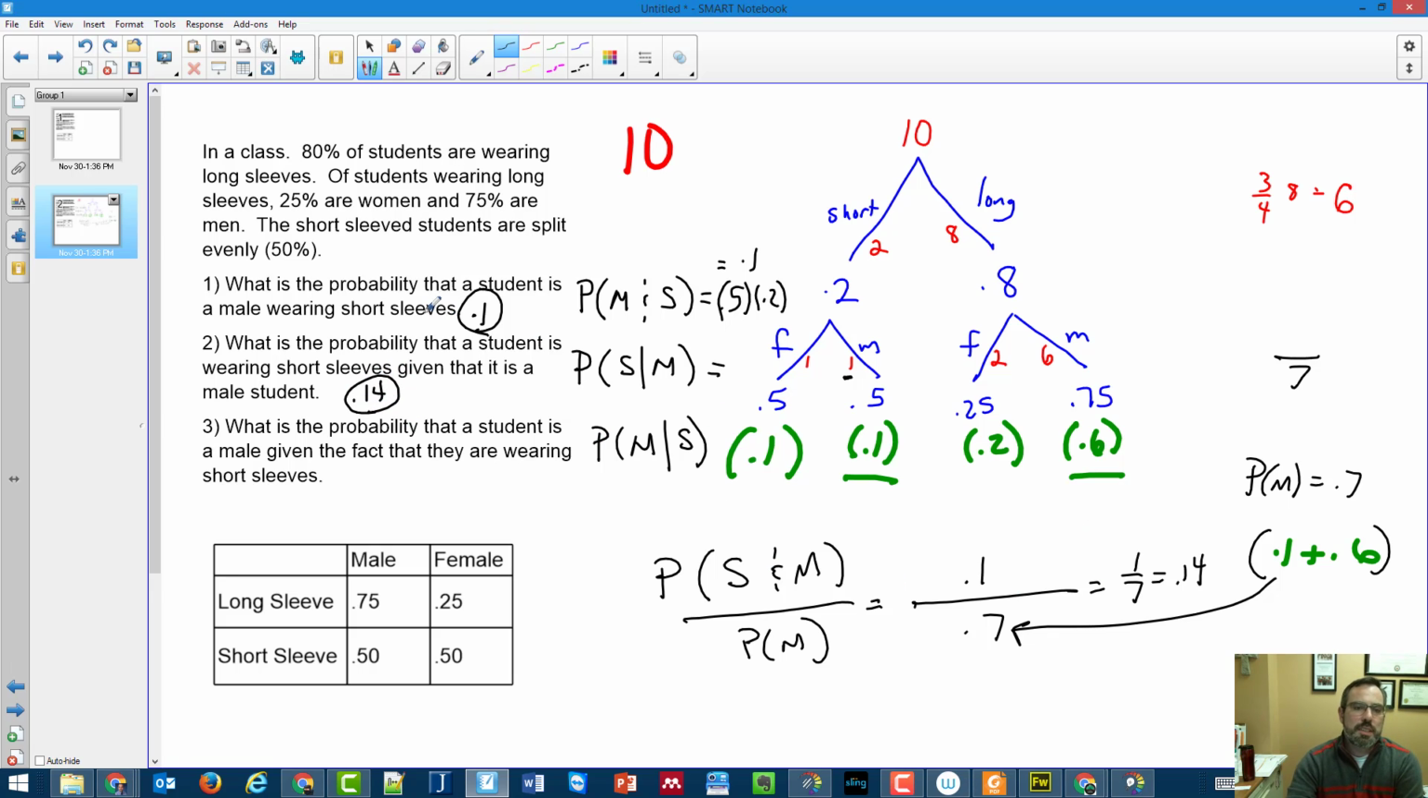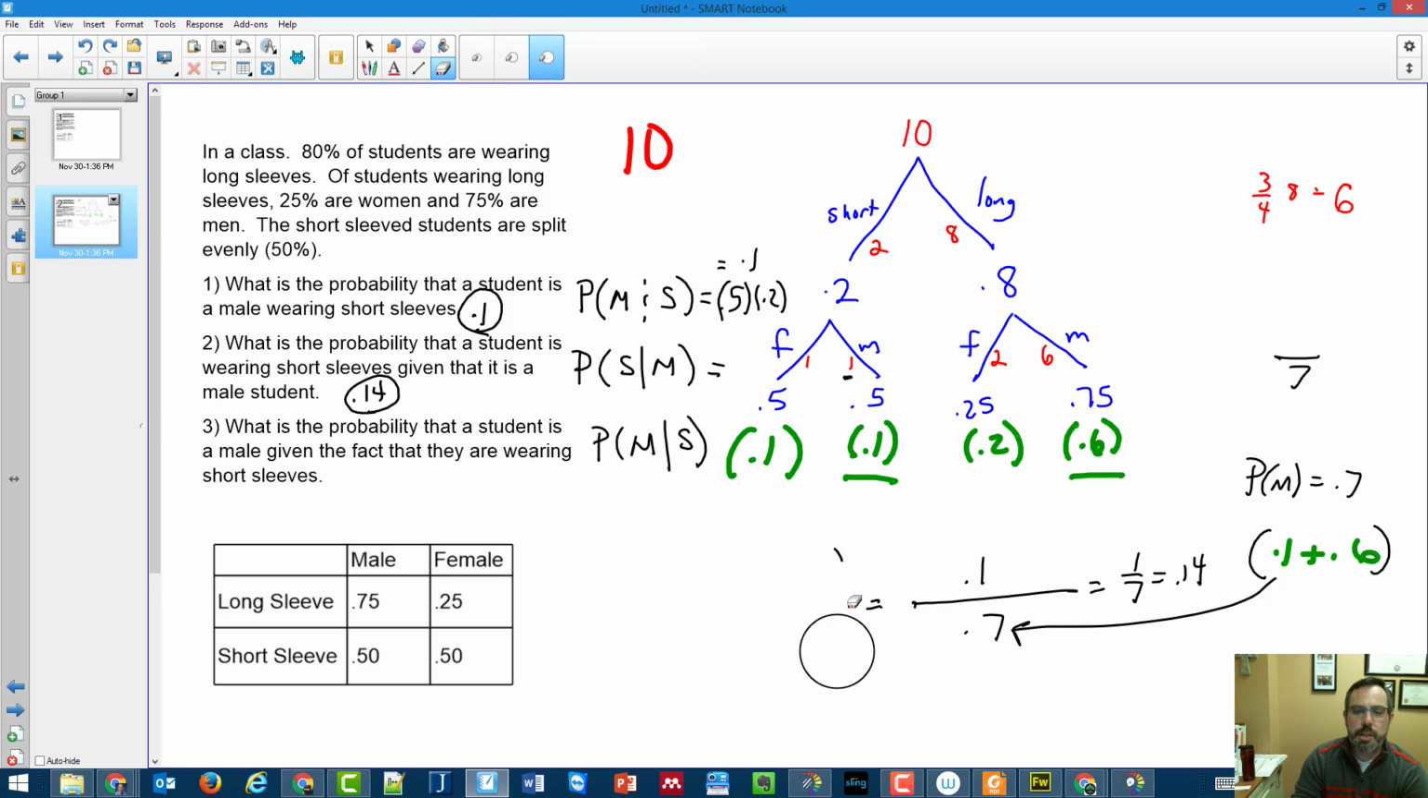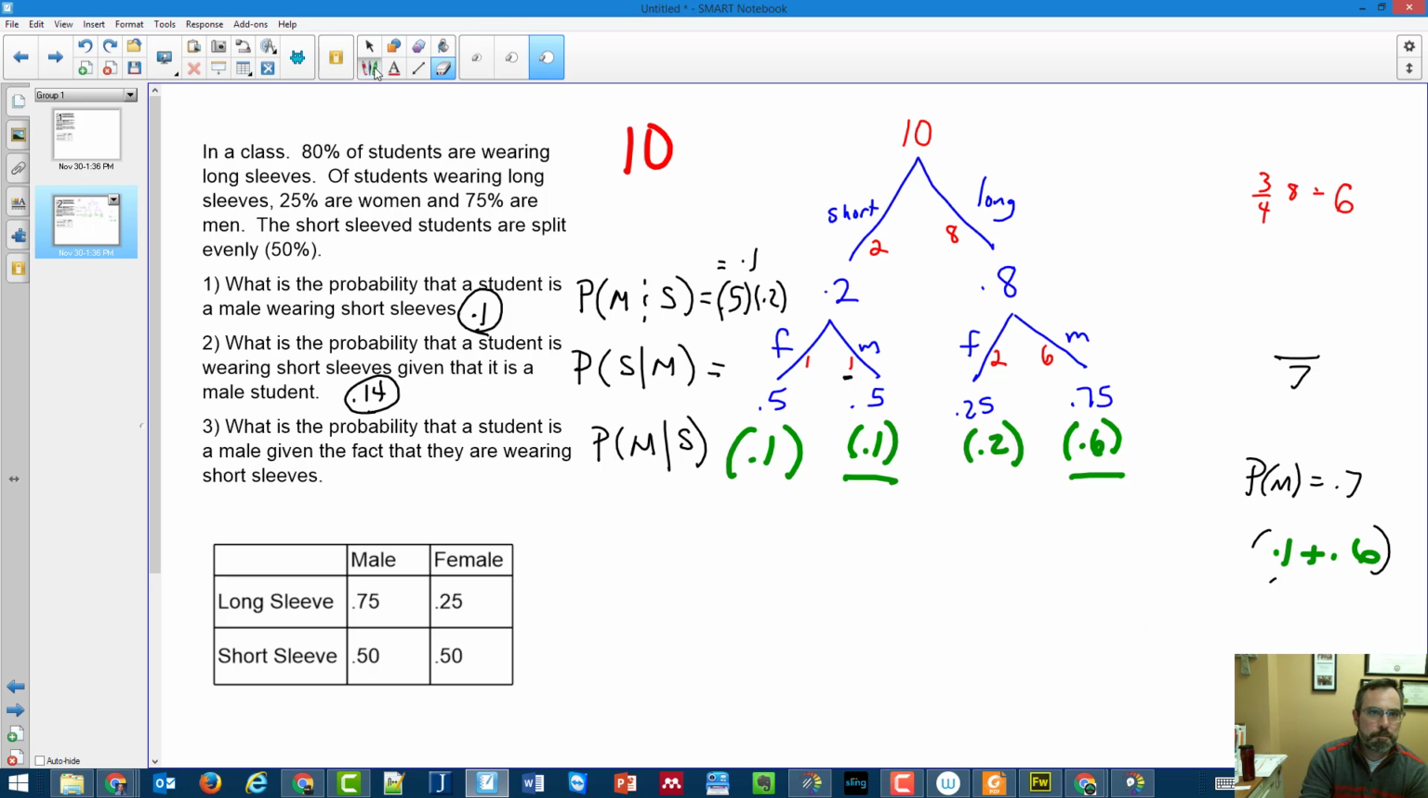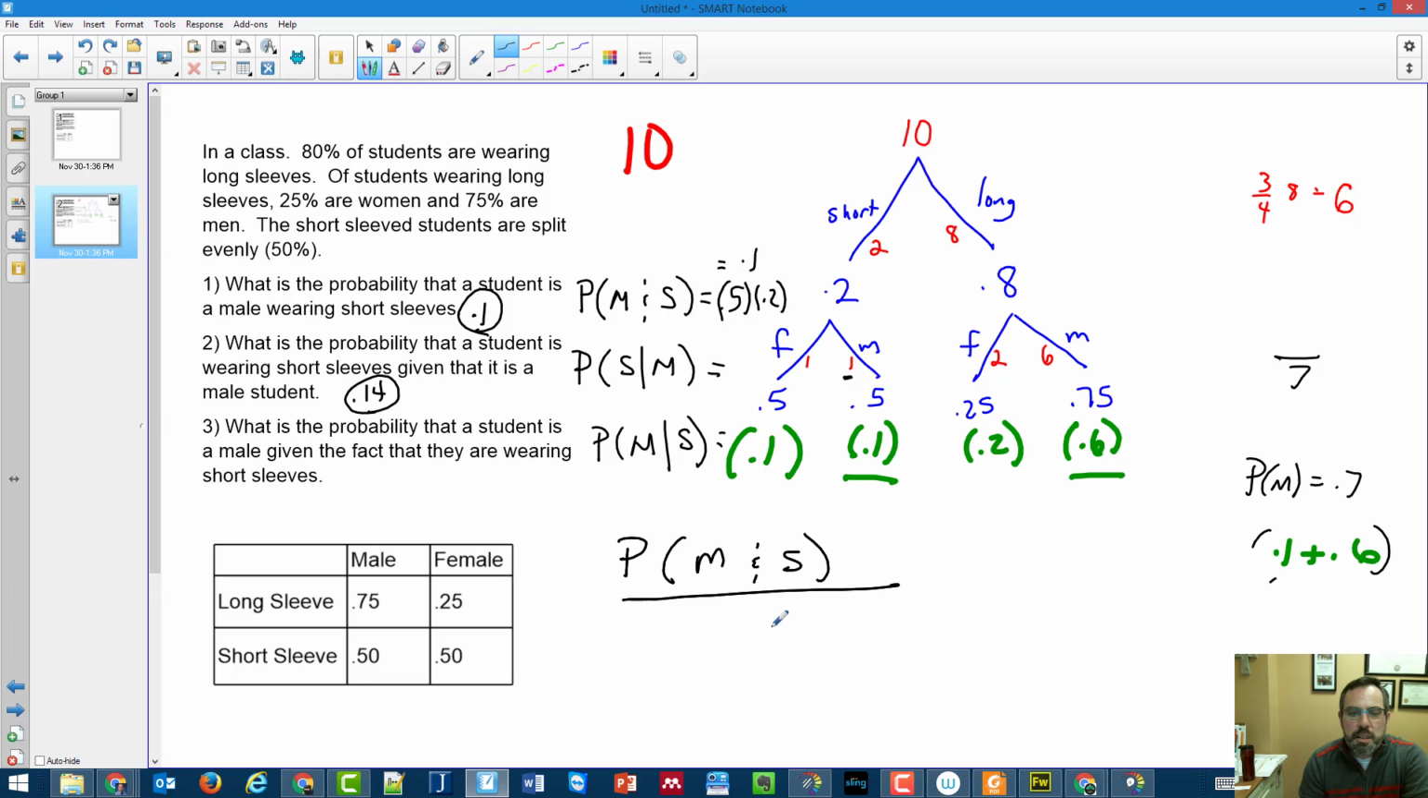Now, the reason I'm choosing these ones is I'm doing all of these that have the same notation. So you'll notice short sleeve and male. I did the probability that you're short sleeves given the fact that you're male. Now I want to see what's the probability that you're a male given the fact that you're wearing short sleeves. And I want to do it the same way. And you'll notice because of some of the things I know, it's sometimes a little bit trickier here. All right, so let's break this one apart. Probability that you are male and wearing short sleeves divided by the probability that you are wearing short sleeves.